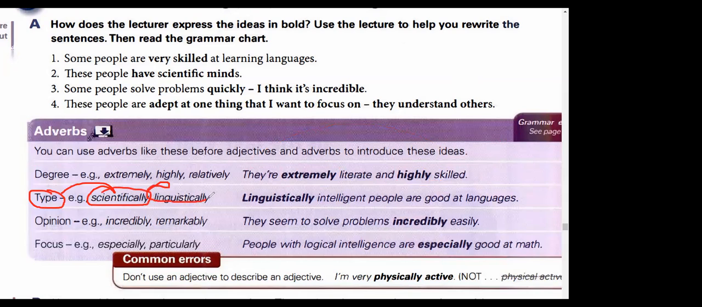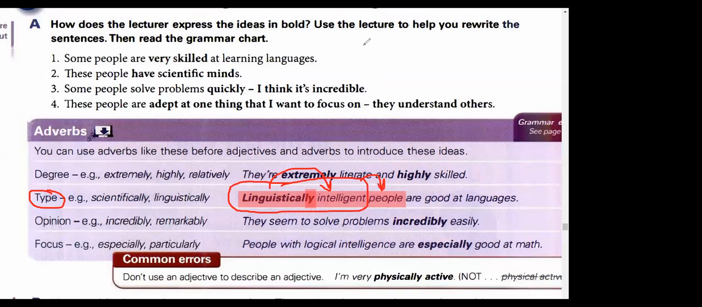Scientifically, linguistically, mathematically, musically, etc. And we have the example here: linguistically intelligent people. There you go. So why do we use an adverb with -ly? Because what we're describing is not the people. It's not the verb, it's the adjective, intelligent. So we describe this linguistically intelligent people.